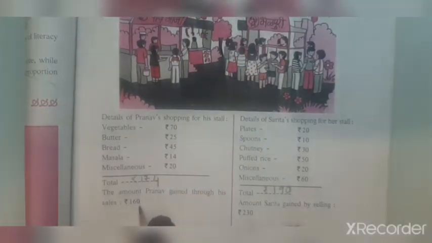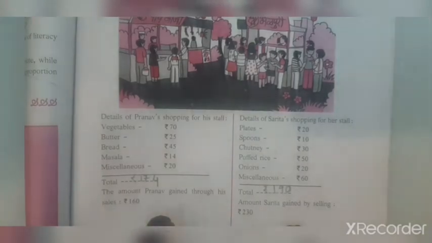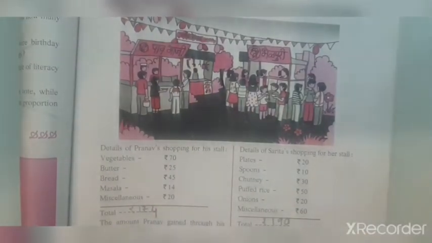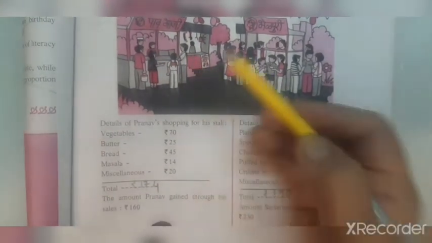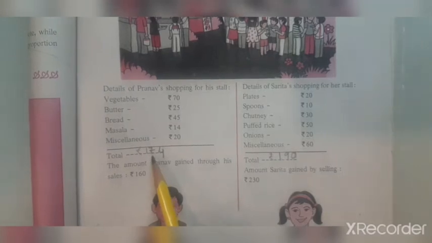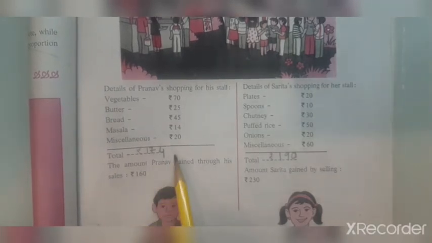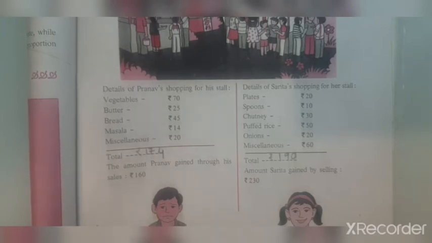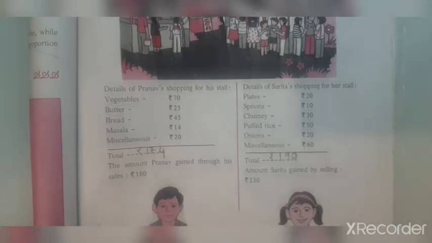Now the amount Pranav gained through his sales. Pranav made pav bhaji and then he sold that pav bhaji at his stall. After selling pav bhaji, he earned 160 rupees. Now he had spent 174 rupees for all the material he required, and after selling he got 160 rupees from the customers who came to buy pav bhaji at the stall.